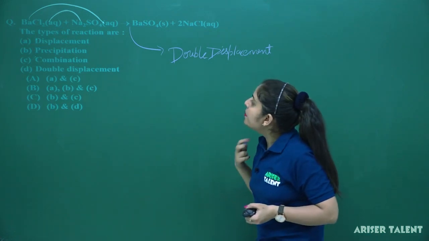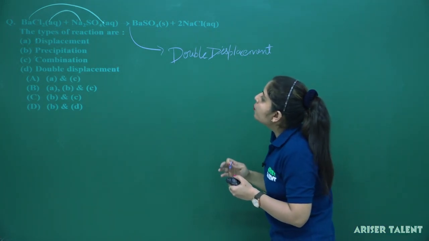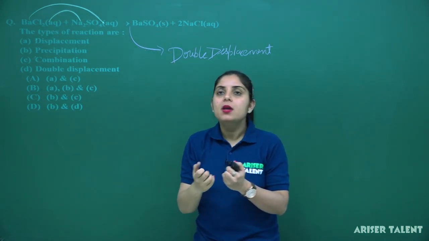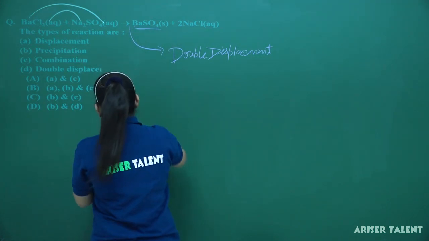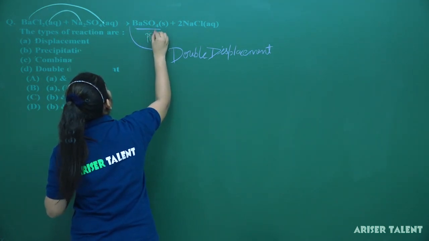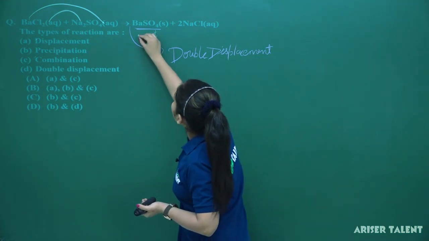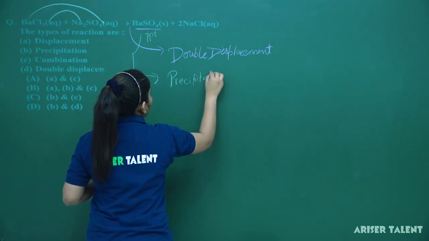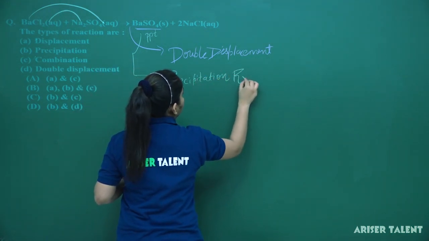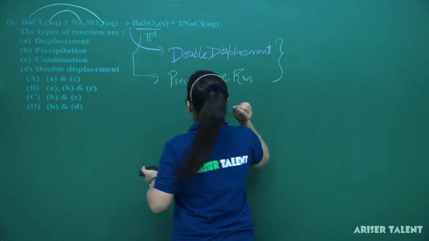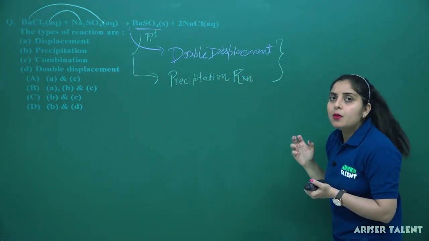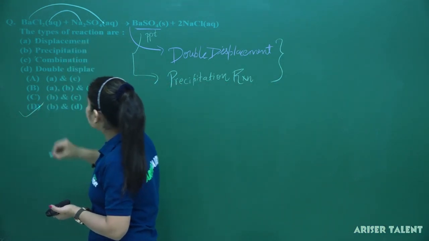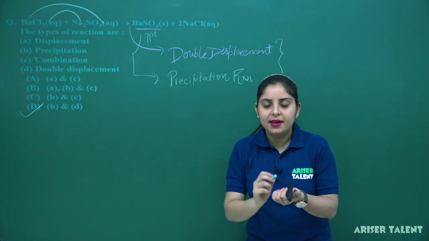Now we have to select the pair from this equation. If I perform this reaction, I will get barium sulfate in the precipitate form, that is, we will obtain a precipitate of BaSO4. So BaSO4 will be obtained in precipitate form. So this kind of reaction can also be considered in the category of precipitation reaction. So from the above options, the correct option is precipitation and double displacement. So B and D is the correct answer. So option number D is correct here.